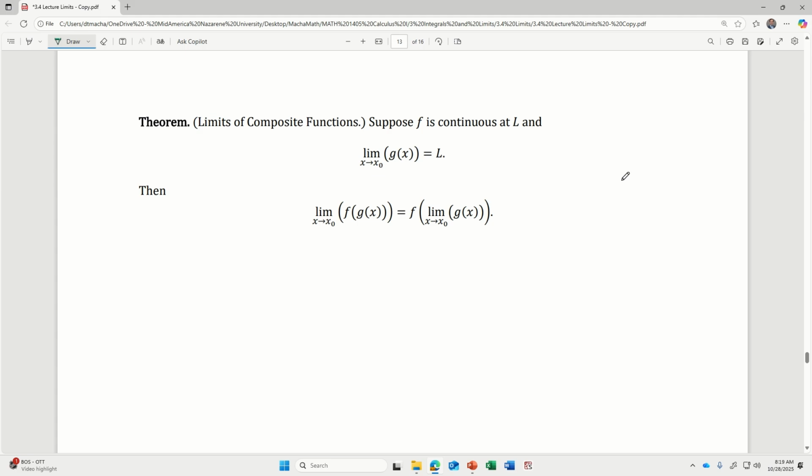The caveat here, I guess, is that your outside function f has to be continuous at the limit of the g function. And if the f function is not continuous there, then you have to take a step back and think a little bit harder about it. But supposing that the outside function is continuous at the limit of the inside function, then you're good.